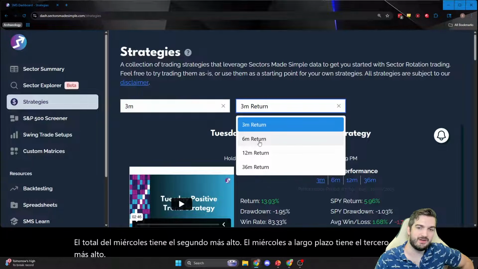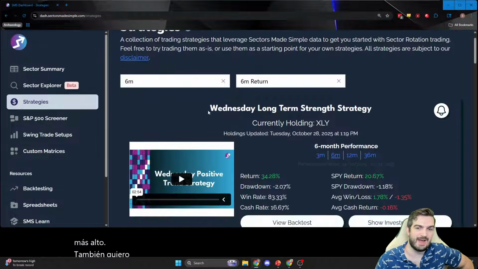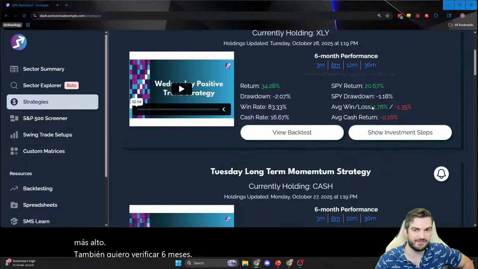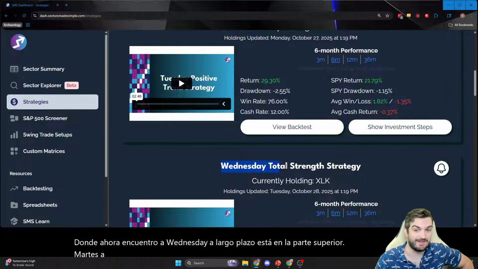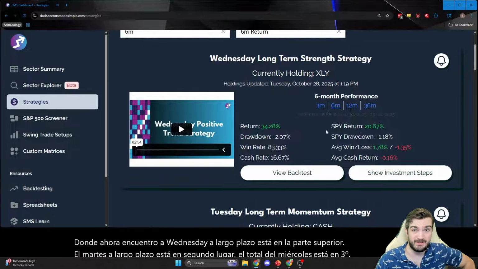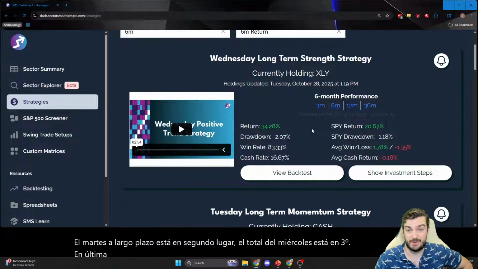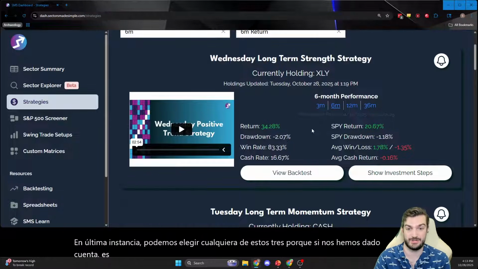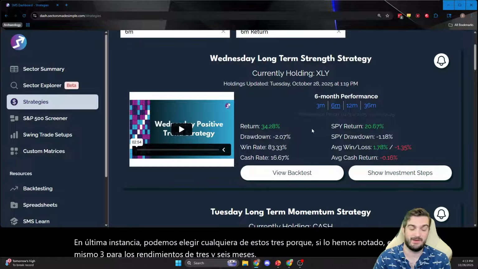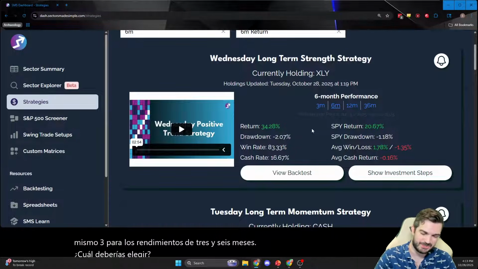I also want to check 6-month, where I now find Wednesday long-term is at the top. Tuesday long-term is in second. Wednesday total is in third. Ultimately, we can pick any of these 3 because if we've noticed, it's the same 3 for 3 and 6-month returns. Which one should you pick? Well, unfortunately, I can't really make that decision for you.